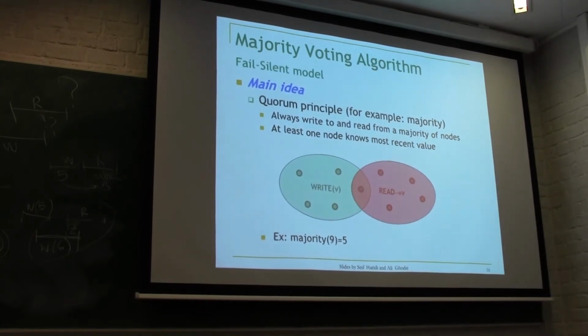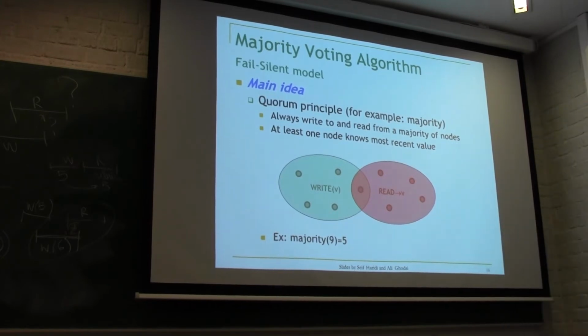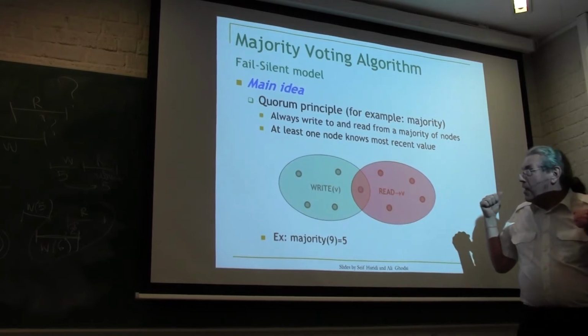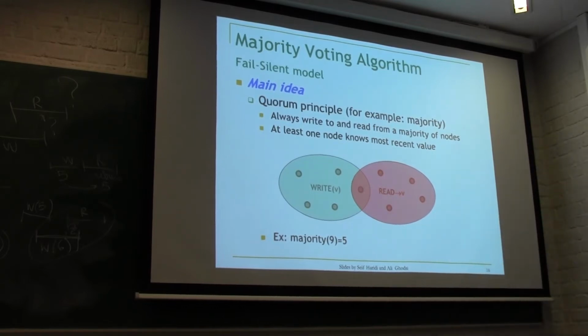Yes? If the intersection crashes. If the intersection crashes, there will always be an intersection that doesn't crash. If the intersection crashes, yeah, then you will have nothing, of course. But then you have too many failures. If you have less than the majority of failures, then there must exist an intersection that will not crash.